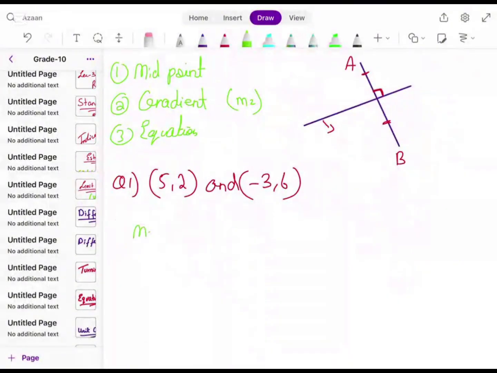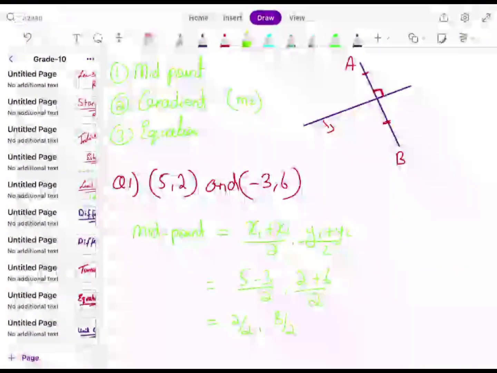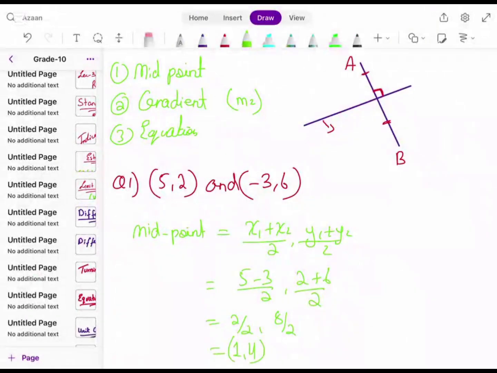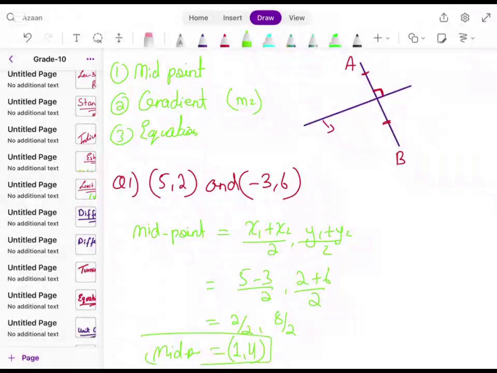The midpoint formula is (x1 plus x2) divided by 2, comma, (y1 plus y2) divided by 2. So we will find the midpoint: (5 minus 3) divided by 2 and (2 plus 6) divided by 2. This will become 1 and 4. The point value will be (1, 4). So we got the midpoint, that is (1, 4).